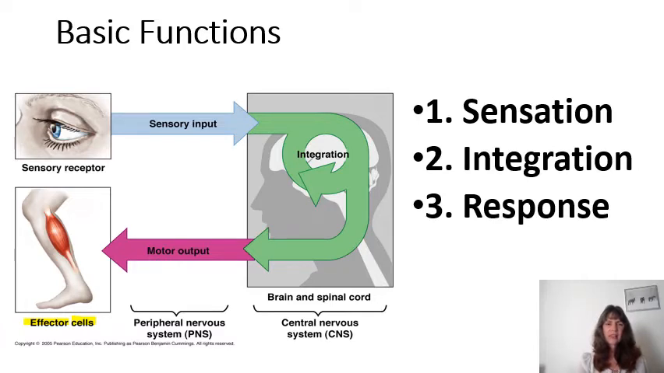Basically, sensory information comes in through the peripheral nervous system, is integrated in the central nervous system, and any output that is sent in response goes out through the peripheral nervous system.